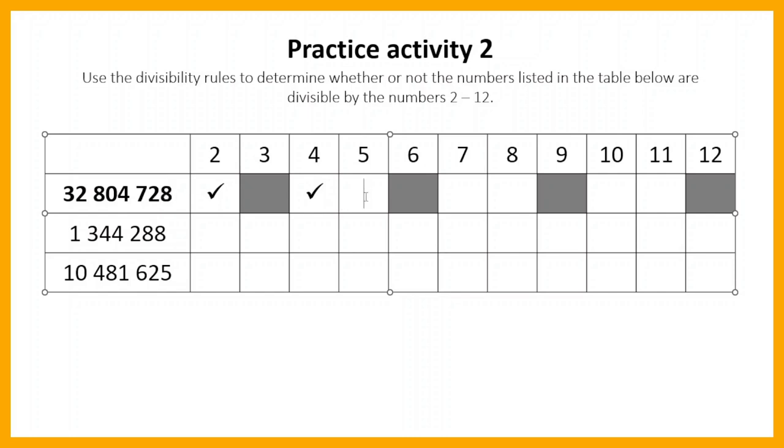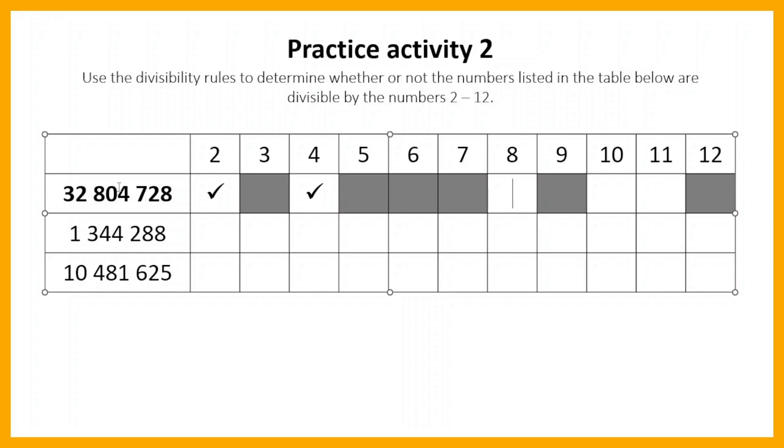It's an 8, so that is not a multiple of 5. So I can blank that out. Then for 7, like I said, it's actually just quicker to use a calculator for this. So if I divide 32804728 by 7, I end up with a decimal answer. Now, because it's a decimal answer, that means that it is not a multiple of 7. So I'm just going to blank that one out as well. You can use the rule, but like I said, it's actually quicker to just use the calculator for that one.